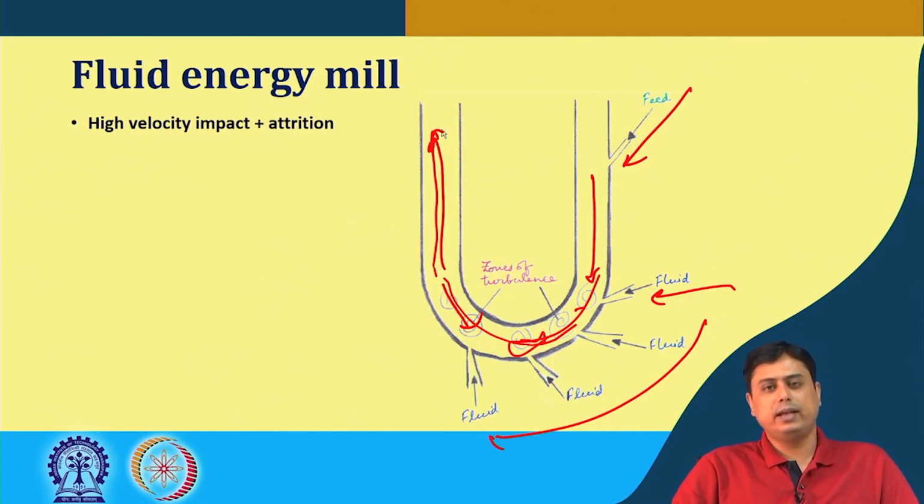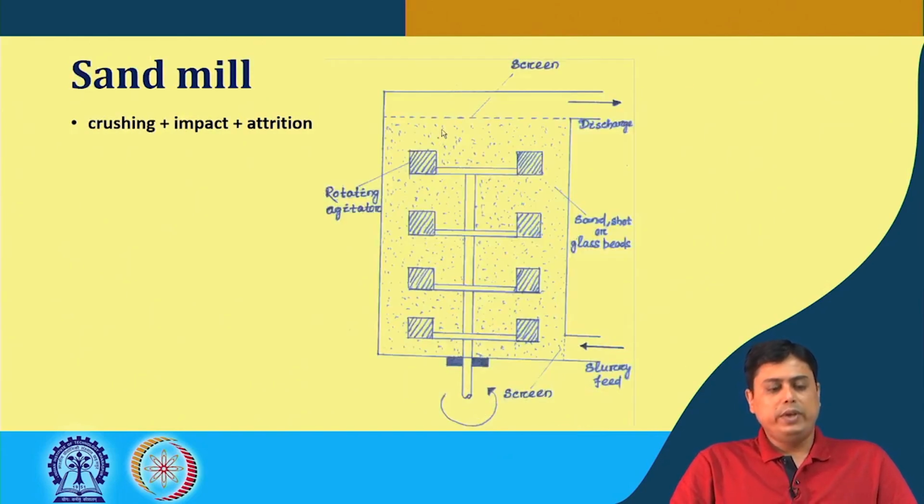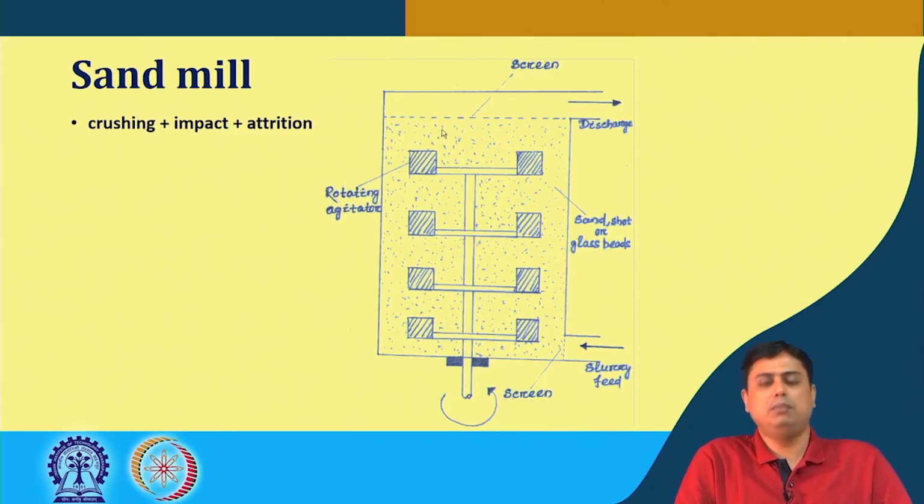So, this is the second category of stress mechanism that we defined earlier, that is impact plus attrition. The last three equipments that we have seen dealt with this kind of mechanism, impact plus attrition. We then have the combination of these two mechanisms that we have seen, that is crushing plus attrition. The second one was impact plus attrition. Now, here we have crushing plus impact plus attrition, and that happens in a sand mill.